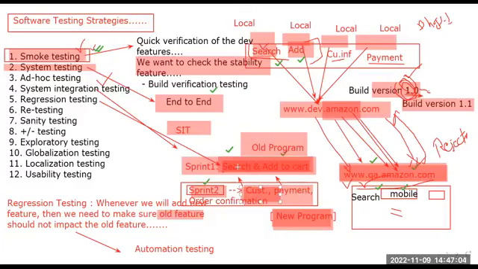You can use the example of sprint 1 and sprint 2. Let's suppose we are in sprint 2, and here we are developing new features. During that time I will focus on the sprint 1 features also. I need to make sure that the sprint 1 features are not impacted because of the sprint 2 features. That is also one example. That testing is nothing but regression testing.